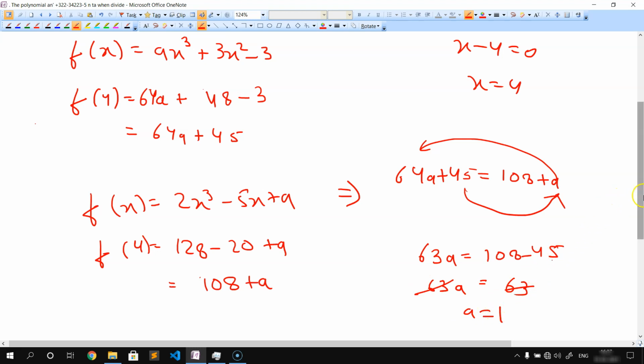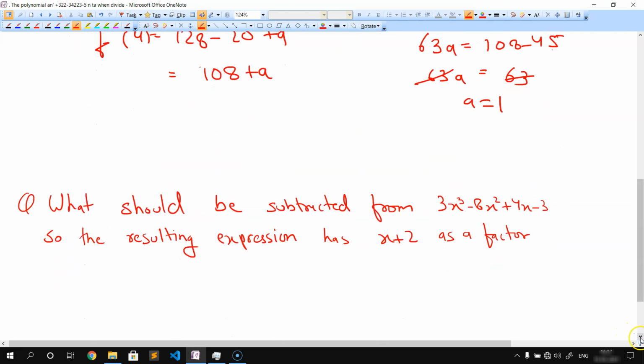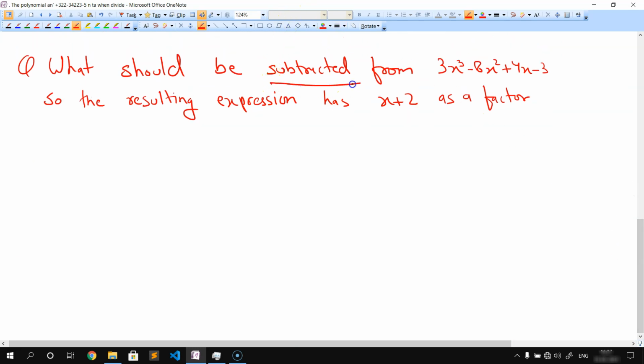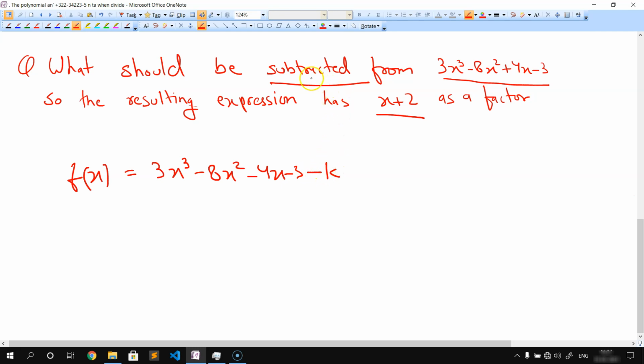So let's see our next question, which is: what should be subtracted from this equation so that the resulting expression has x plus 2 as a factor? In this type of question we just add a new variable to our equation. Here it is saying what should be subtracted, so I'm subtracting that new variable as minus k. If it had said what should be added, I should write it as plus k.